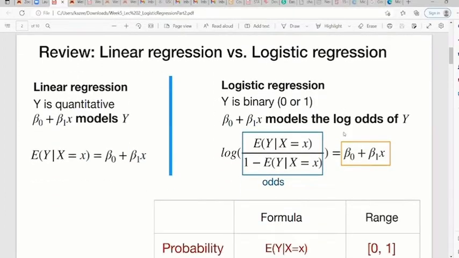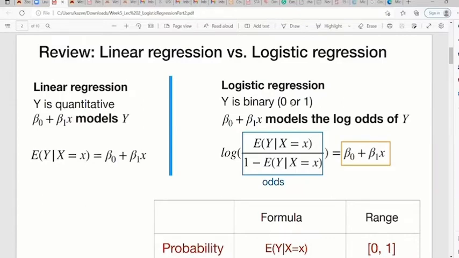If you remember what I did yesterday, I want to have a review between linear regression and logistic regression. If you take a look at this part, this is simple linear regression. Y is quantitative, Y is continuous, and you can see the population regression model here. But on this side, Y is binary, which can take either 0 or 1. The levels of the categorical variable will be coded as 0 or 1.